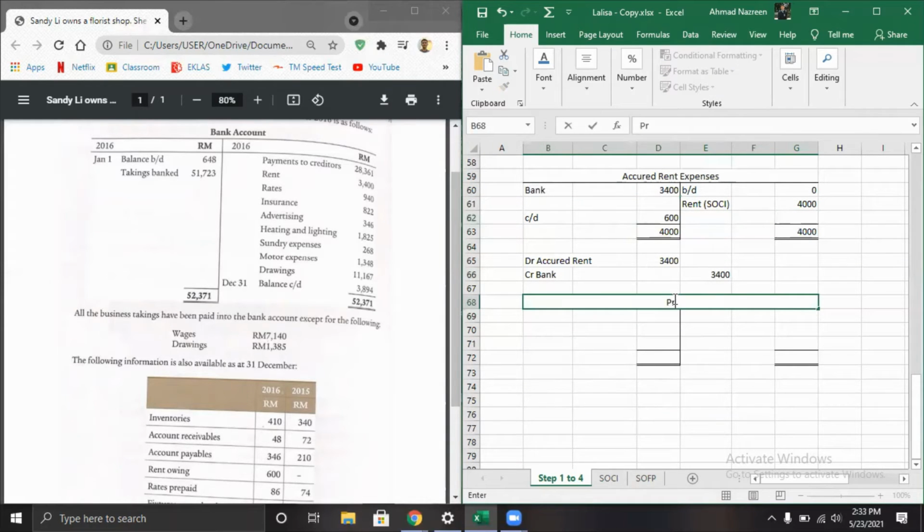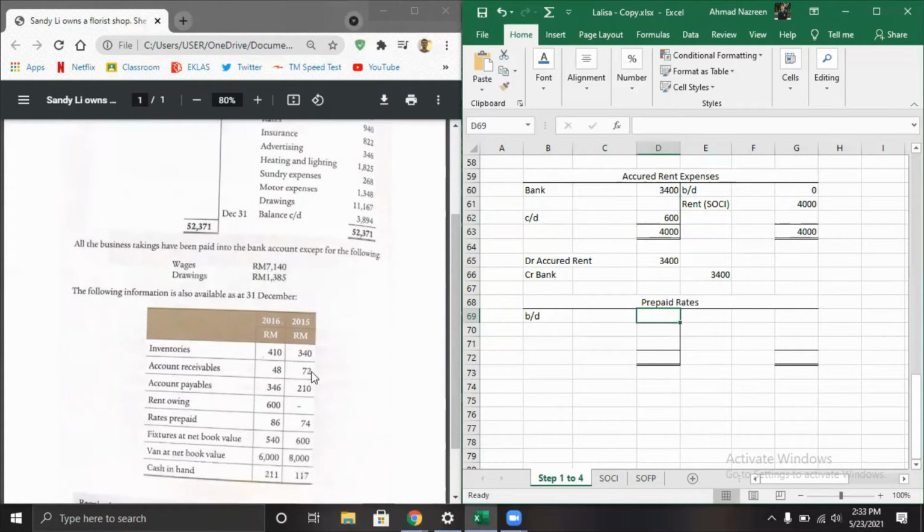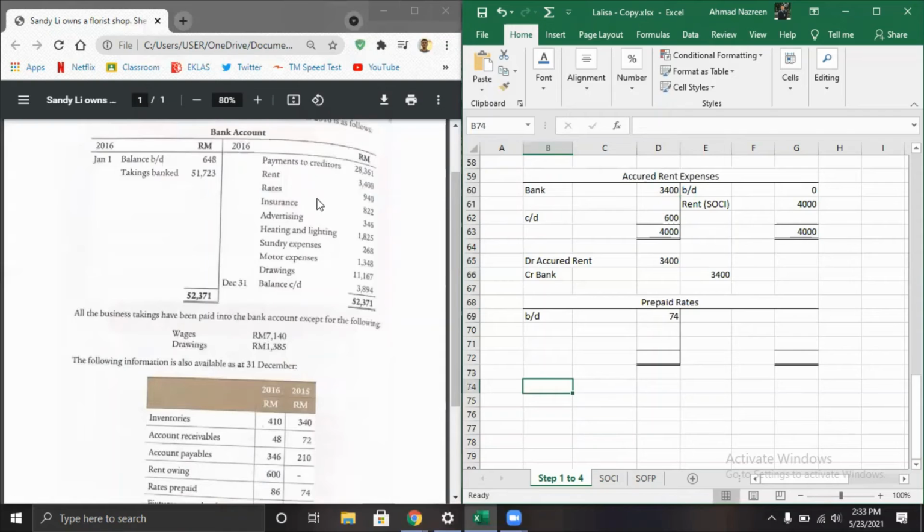For the prepaid rates, we shall start off with the balance brought down, totaling 74 ringgit on the debit side. Why do we put it on the debit side? Because prepaid means we pay in advance. When we pay in advance, someone else is in debt with us, meaning it will be our asset. That's why we put it on the debit side. The next step is to find the balance carried down. The prepaid balance carried down for 2016 is 86 ringgit. We shall put it on the credit side.